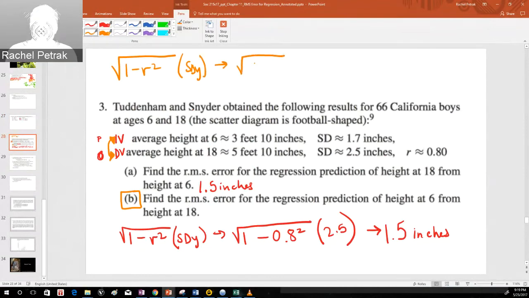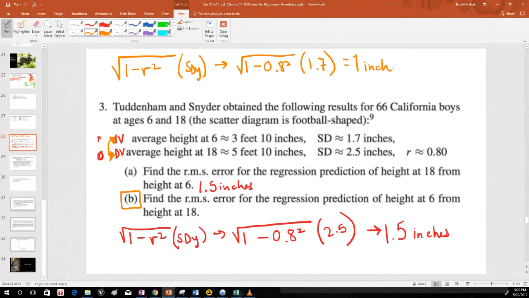So we get the square root of 1 minus r squared. Remember, that's still 0.8 squared times our standard deviation. Now y is average height at 6, so it's 1.7. And we'll end up with an RMS error of 1 inch. 1.02, yeah, approximately 1 inch. It's fine to round in this case. Yep.